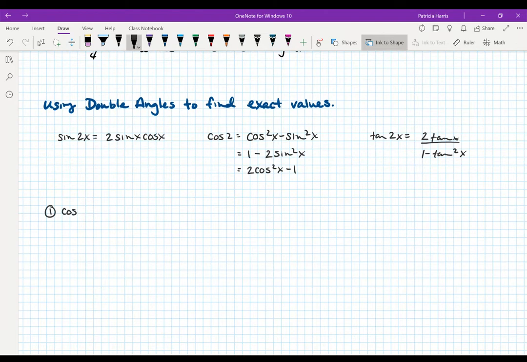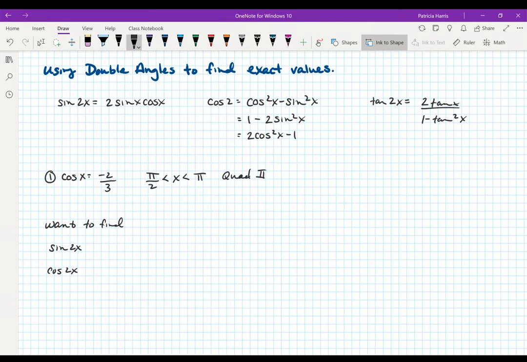We'll be told that cosine of x is something like negative 2/3, and that my angle lives somewhere. Okay, so it lives from pi over 2 to pi, which means it lives in quadrant 2. And we want to find sine of 2x, cosine of 2x, and tangent 2x.